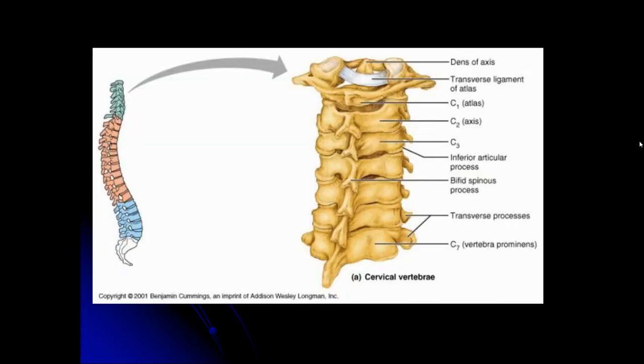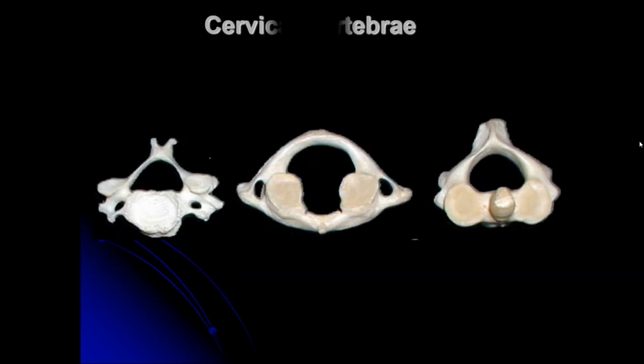Remember, there are 7 of them, and they're just numbered C1 to C7. C1 is also called the atlas, and C2 is also called the axis. If we look at those, it looks like this. So here are a typical vertebra and the atlas and axis.